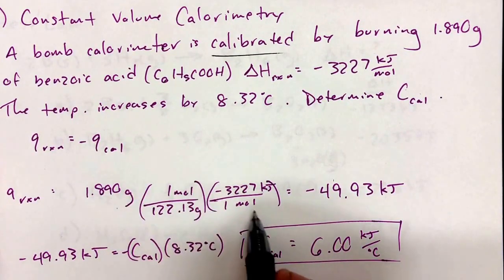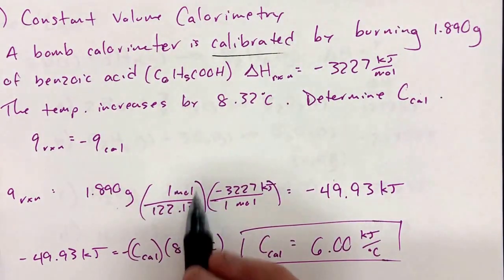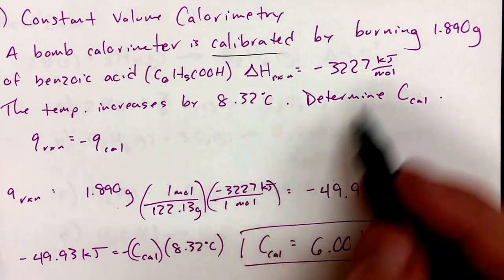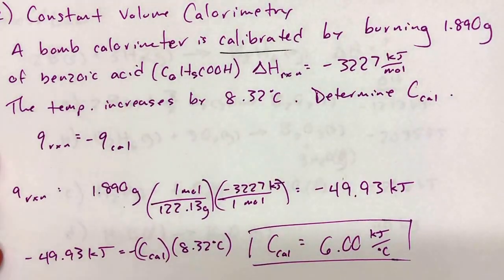We've got to convert grams to moles and then moles to kilojoules. So this is the molar mass of benzoic acid. So we go grams to moles, and then this is the delta H. That tells us how many kilojoules there are per mole. Sometimes delta H's will be in kilojoules per mole. Sometimes they'll be in kilojoules per gram.